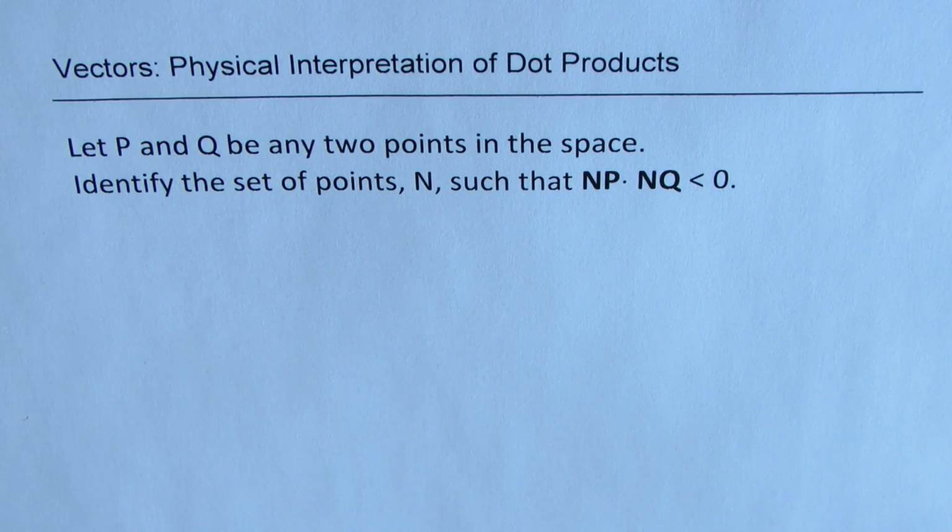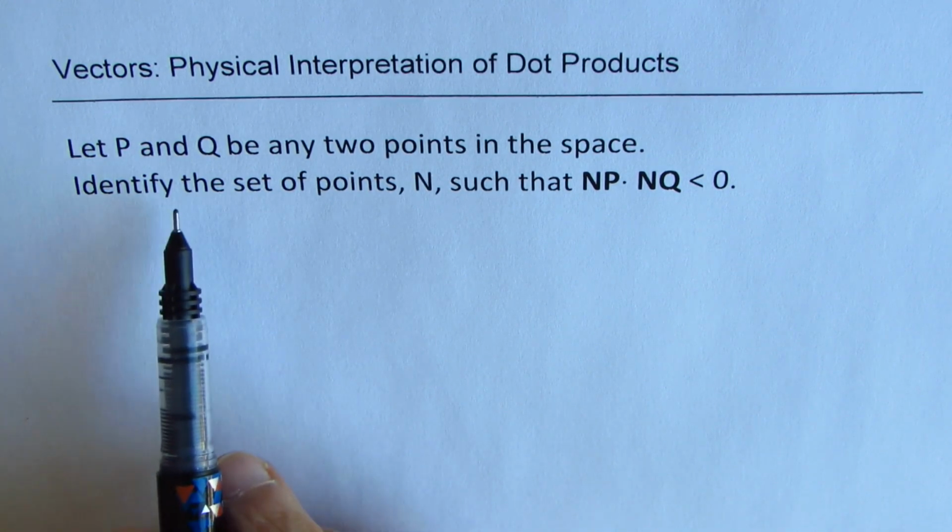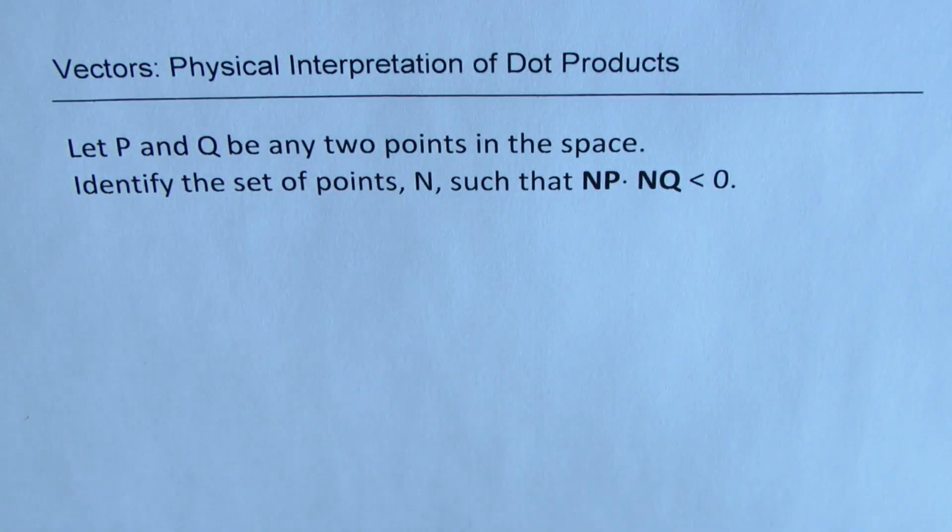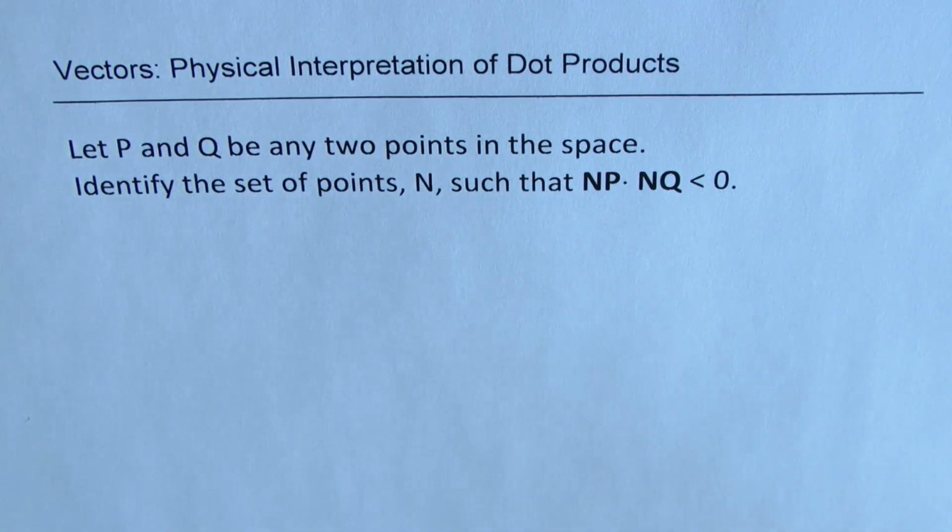We'll talk about the physical interpretation of dot products in this particular video. Let P and Q be any 2 points in the space. Identify the set of points N such that NP dot NQ is less than 0. You can always pause the video, answer the question, and then look into my suggestions.